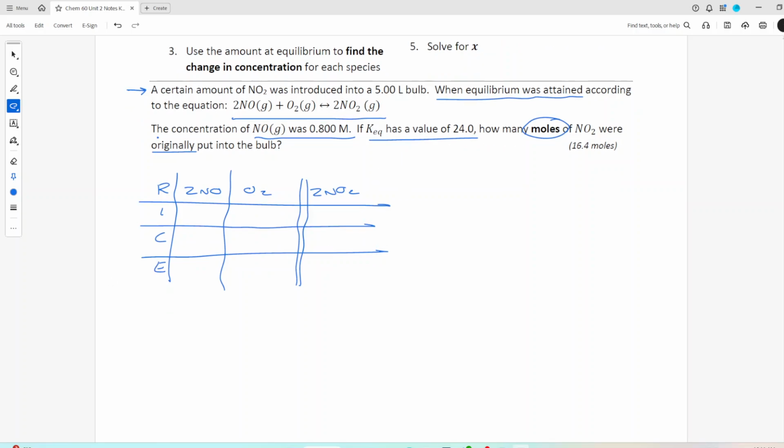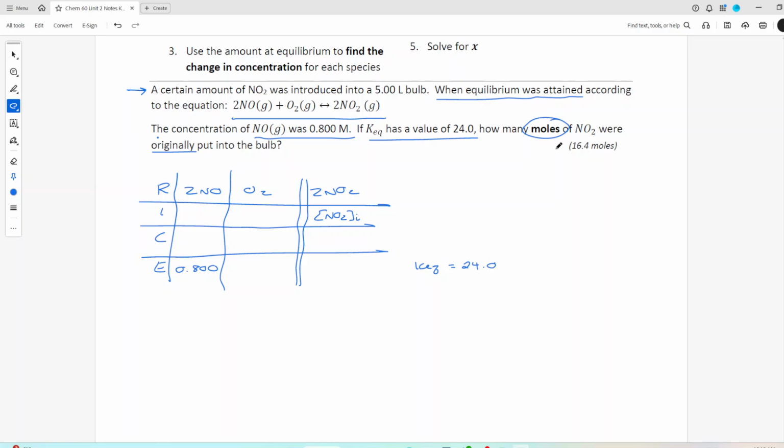Okay. What information have they given us? Well, a certain amount of NO2 was introduced into the bulb. So you're going to have an initial amount of NO2 initially put into the bulb. When equilibrium was attained, the concentration of NO was 0.8. KEQ is 24. How many moles of NO2 were originally put in the bulb?